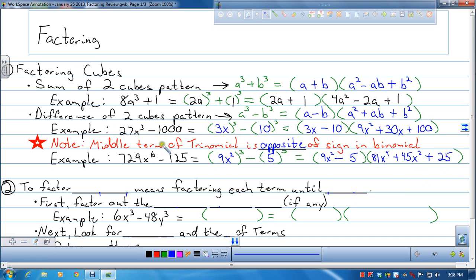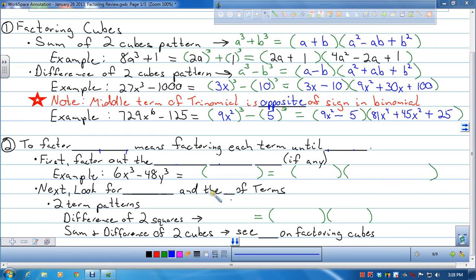Alright, and that is factoring cubes, short and sweet here. Now to factor completely, because when we say we want to factor, we mean we are going to factor completely. And that means factoring each term until it is, in fact, prime.